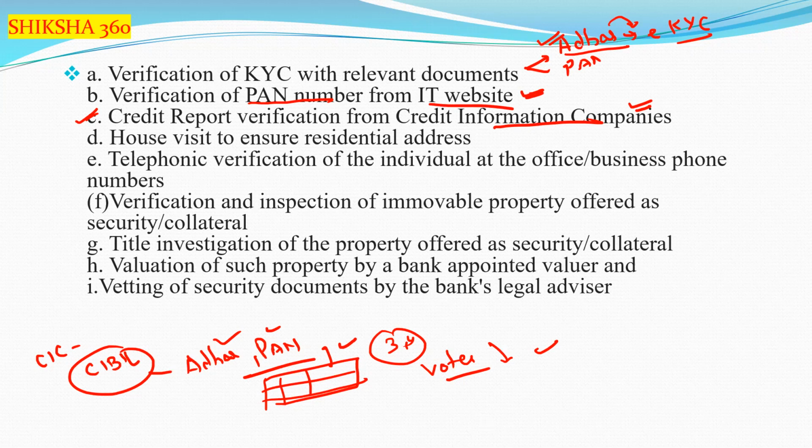For credit report verification from the credit information companies, take reports from at least 2 agencies, either from Symbol or from Equifax. You have to use different portals.